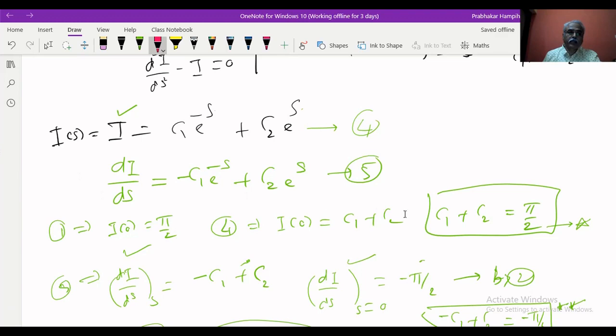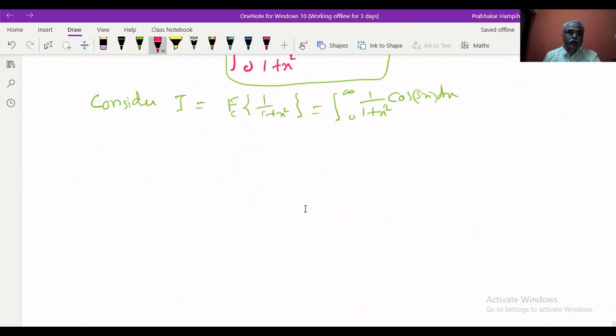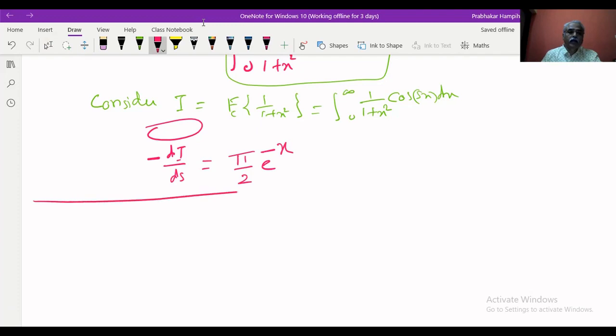So I am taking minus dI by ds from 5. If you do that, you are going to get minus dI by ds. Perform all the previous example here. Minus dI by ds equal to exactly pi by 2 e raised to minus s. The answer of this is exactly pi by 2 e raised to minus s. Try to do that.